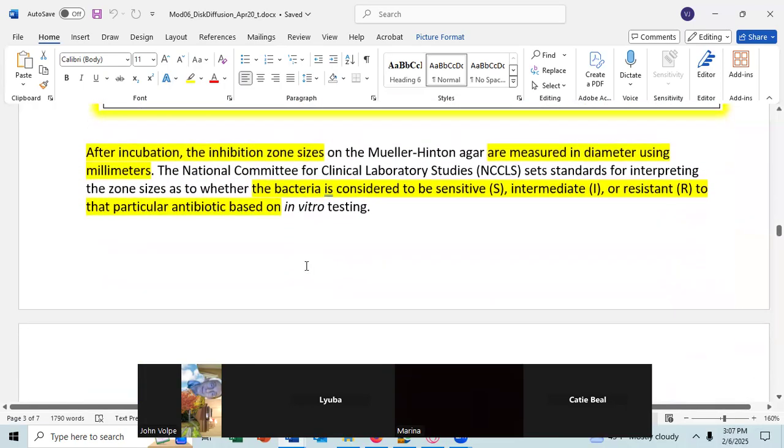And then after incubation, the inhibition zone sizes are measured using their diameter, in millimeters. That's recorded, and then you look up the NCCLS table. The National Committee for Clinical Laboratory Studies is what NCCLS stands for. The bacteria is considered to be sensitive if the zone of inhibition is greater than a certain size in the table, and it's considered to be resistant if it's smaller than a certain size labeled in the table. And in between, it's considered intermediate.